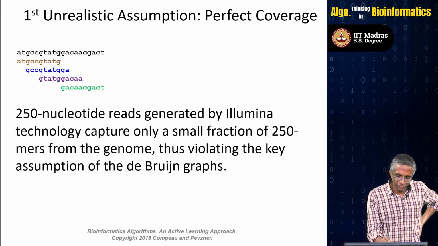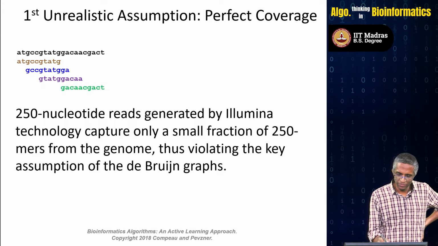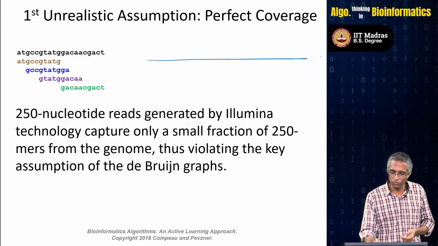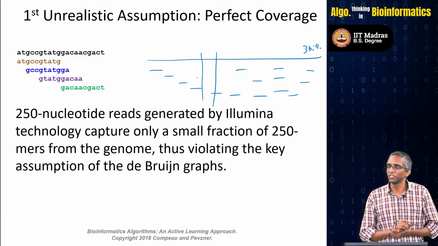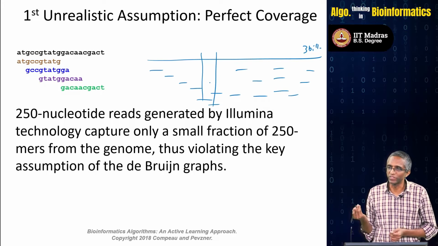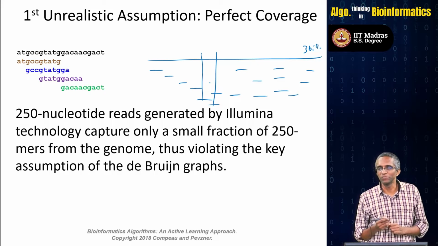There are these 250 nucleotide reads generated by Illumina technology, but they capture only a small fraction of all the 250-mers from the genome. If you have a genome which is 3 billion letters, Illumina covers multiple of these 250-mers, but there may be some regions of the genome where it doesn't cover at all, or it may cover very little. It may not cover perfectly. Every possible k-mer from that region may not be present. So it violates one of the key assumptions of the de Bruijn graph.